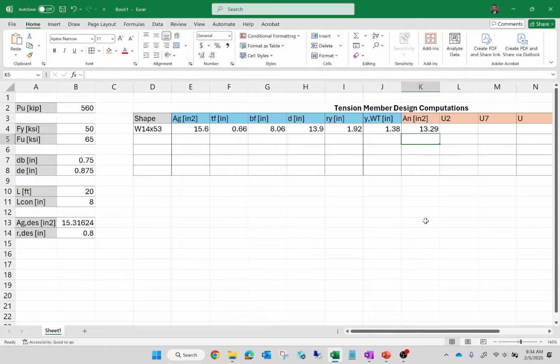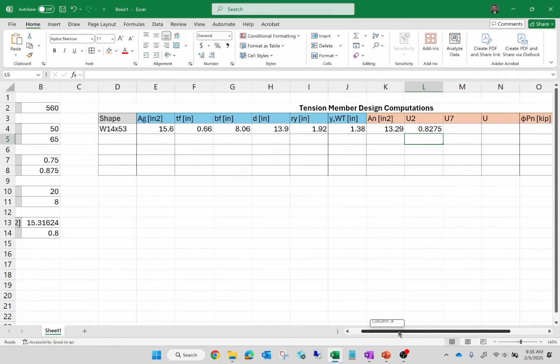Okay, what about U2? Y bar for the connection divided by the connection length. And I'm also going to need to lock that value too, right? I'm not going too fast? Everybody with me on this? Everybody good? Okay. All right.